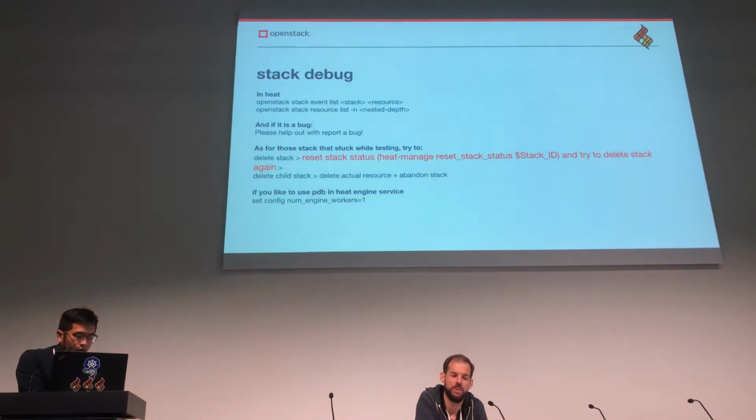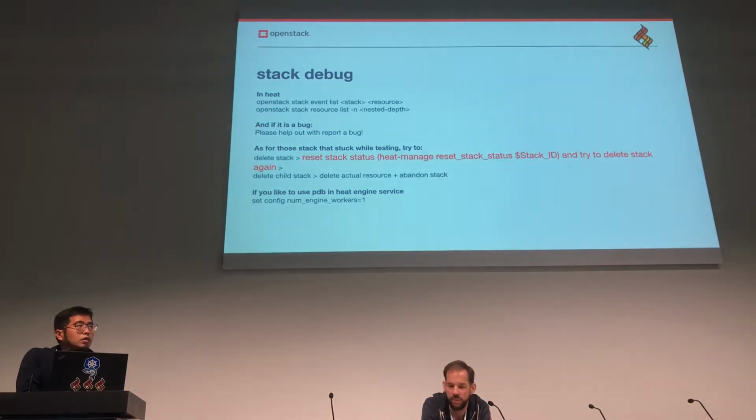We should also mention there is an OpenStack stack failure list, and that will basically take you right to the information you need. Whether it failed deep in a nested stack or wherever, it'll show you straight away: here are your failures. So that's probably a good first stop when you're debugging. It's something newer, but very useful.